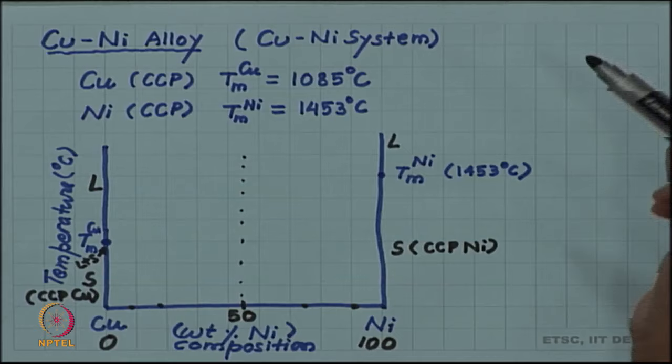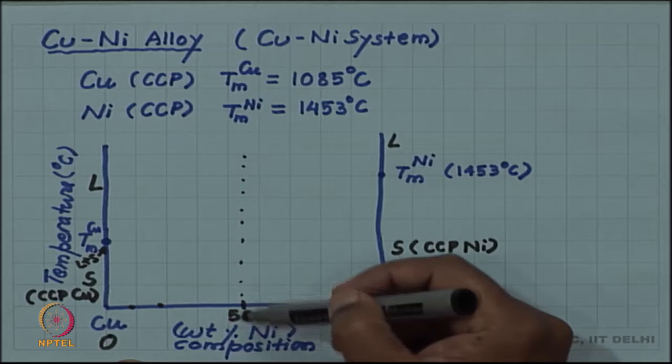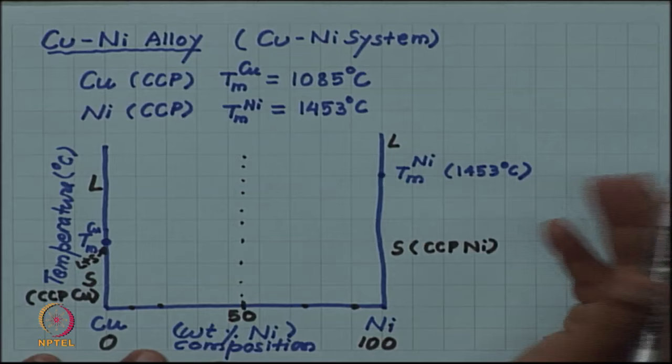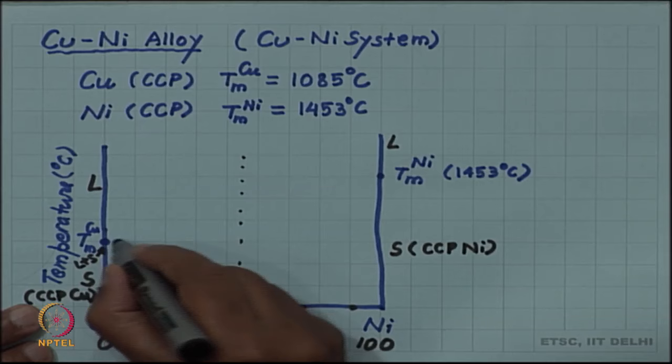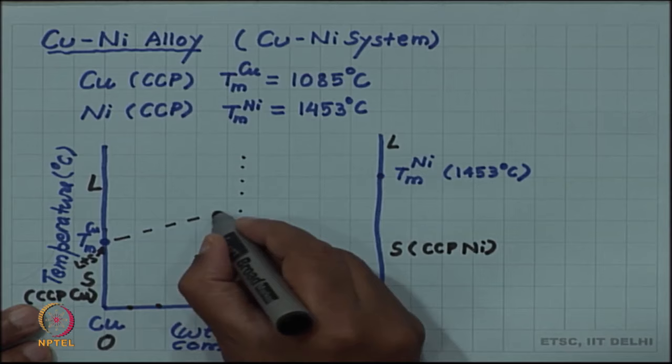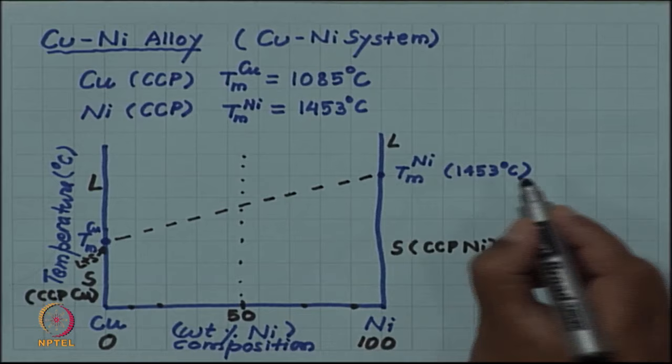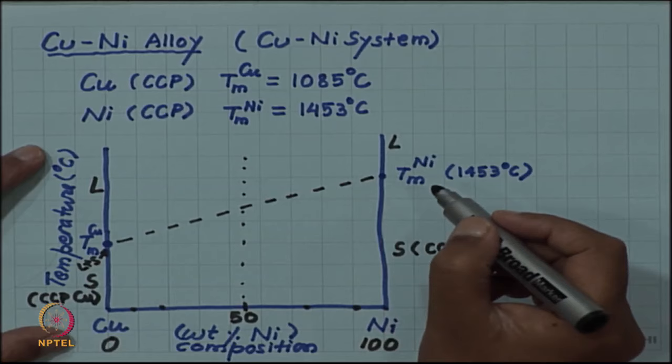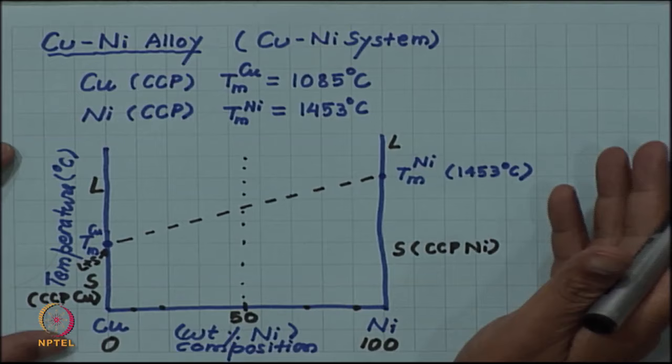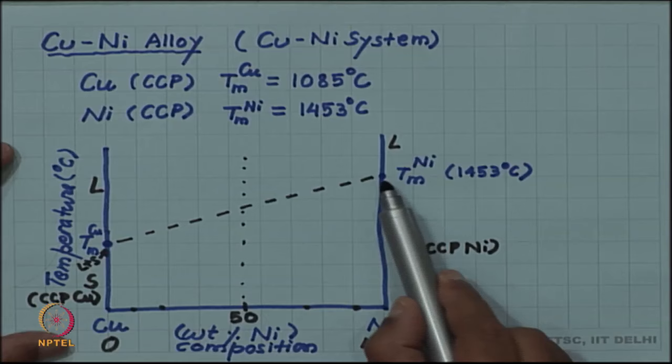Now, I similarly ask, what will be the critical melting point for 50% nickel? It will be somewhere on this line, and not knowing anything about the system, let us assume that we do not know anything about this system as yet. So, what we can try to do is a linear interpolation between these two melting points. In other words, I am assuming that the melting point varies linearly from the melting point of copper to the melting point of nickel as I vary the composition.